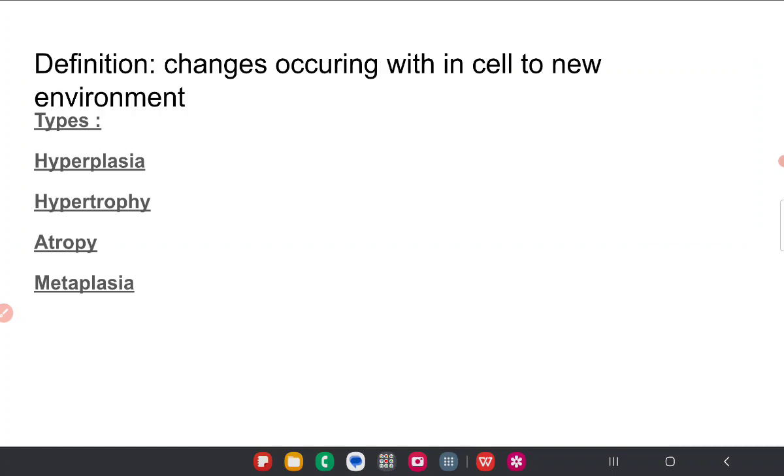Let us discuss. The definition is changes occurring within the cell in response to a new environment, as I already discussed. Types: hyperplasia, hypertrophy, atrophy, and metaplasia. We will discuss each of them in a clear manner.